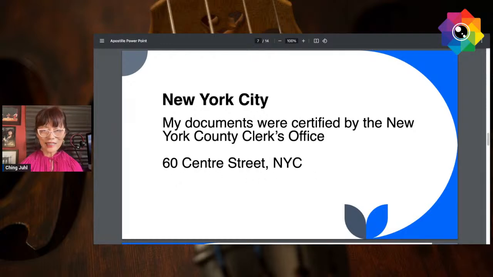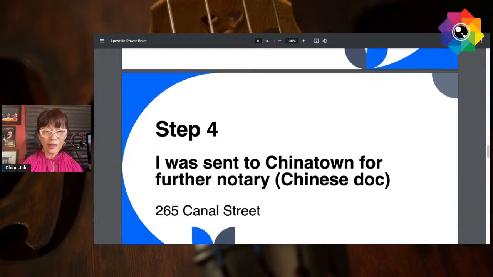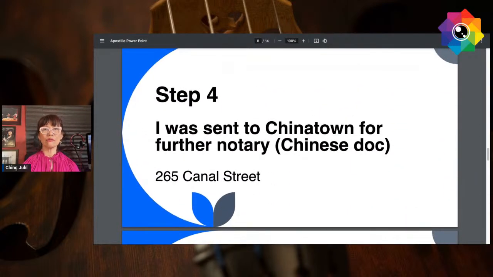Now, there's a twist. When I went to the New York County Clerk's Office the first time and showed them a document that was Chinese and English combined, they could not certify it because there's Chinese. So they sent me to another address in Chinatown. Step four, I was sent to Chinatown for further notary. It's at 265 Central Street. There's a story behind it.